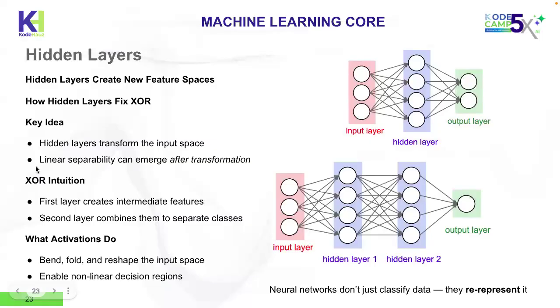So hidden layers transform the input space. So that's the first thing, right? And part of how they transform the input space is like what I said.